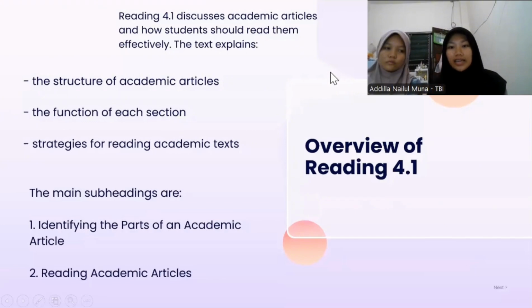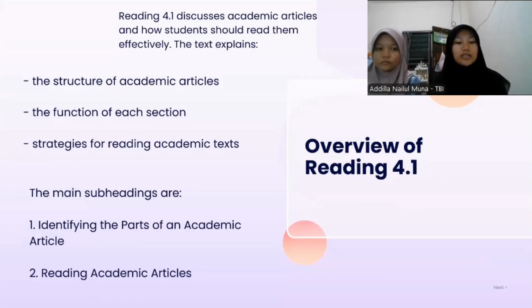And then next is the overview of Reading 4.1. Reading 4.1 discusses academic articles and strategies for reading them effectively. The text explains the structure of academic articles, such as introduction, literature review, method, result, and conclusion. It also explains how students should approach academic reading. The main subheadings are identifying the parts of an academic article and reading an academic article.